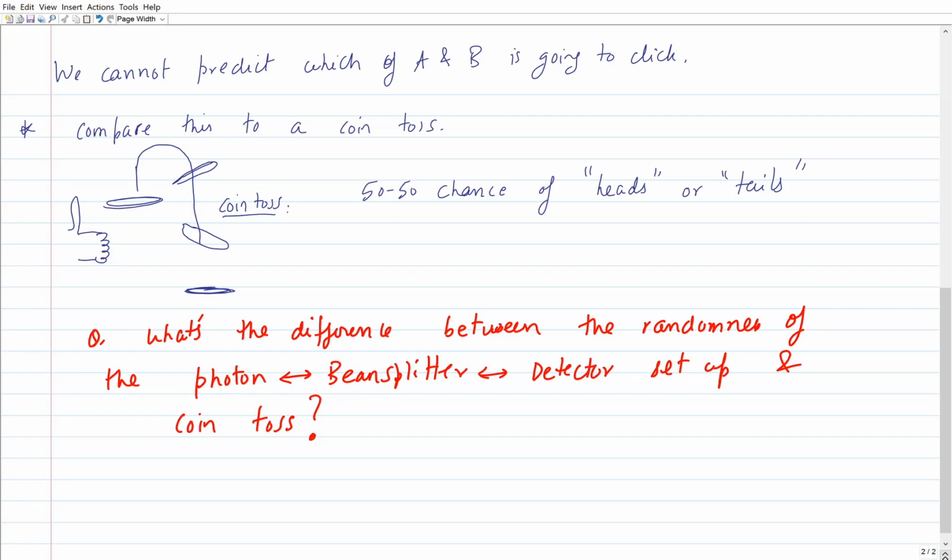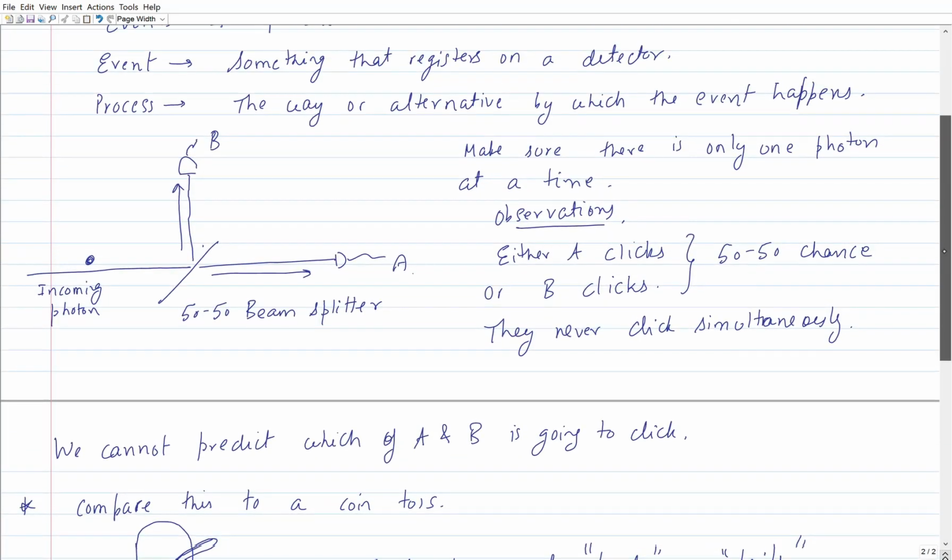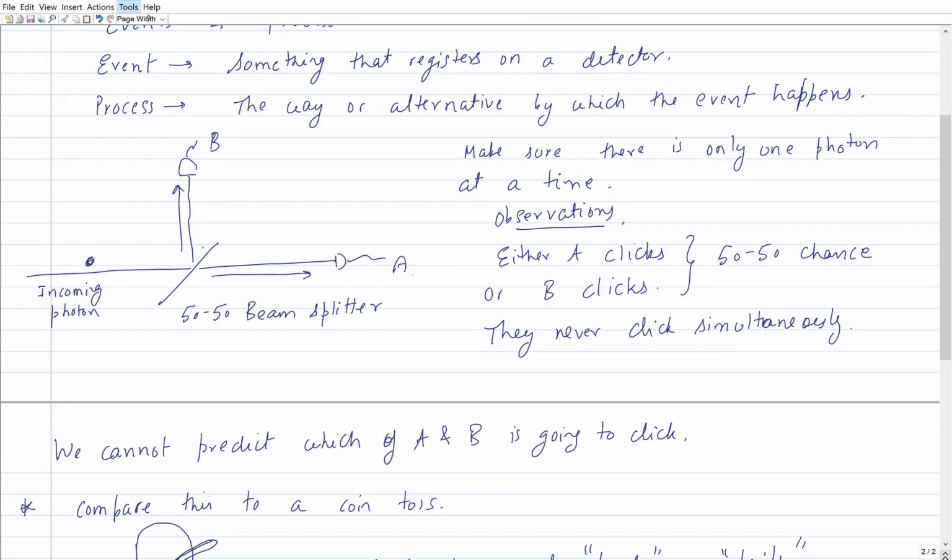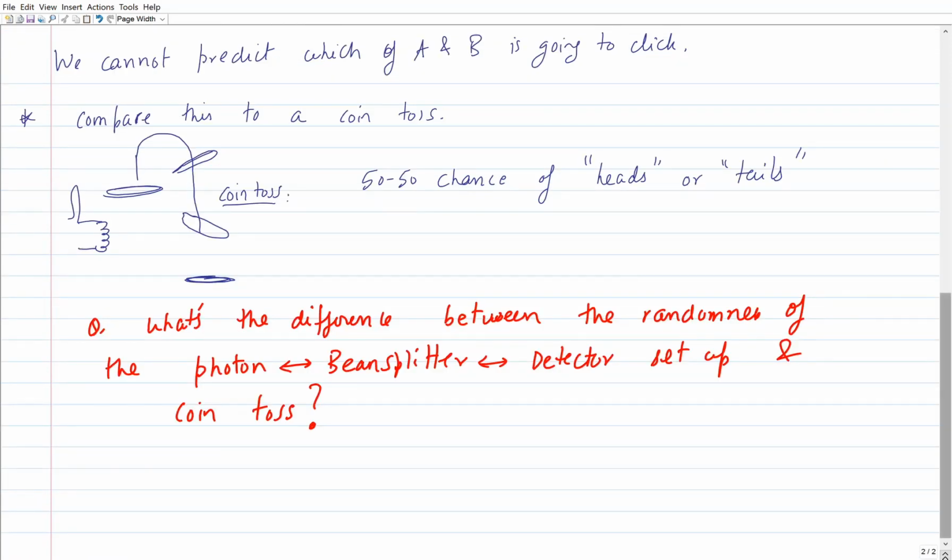So maybe we can pause here for a while for you to ponder this point. What is fundamentally different between these two processes? The beam splitter is also a random process. Either the photon goes to detector A or it goes to detector B. And in the coin toss, I get either heads or tails.